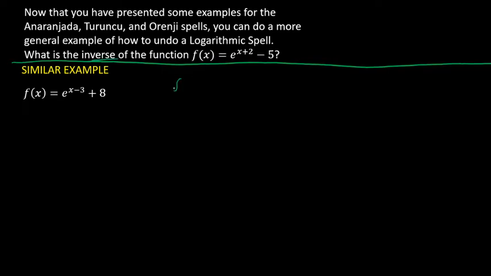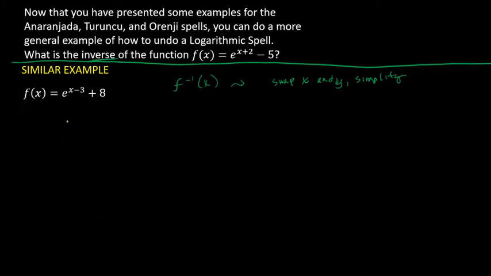Remember, the inverse is f to the negative 1 of x. And remember that when we're doing inverses, the main thing we do is swap x and y, and then simplify, more or less. Okay, this is what we do.